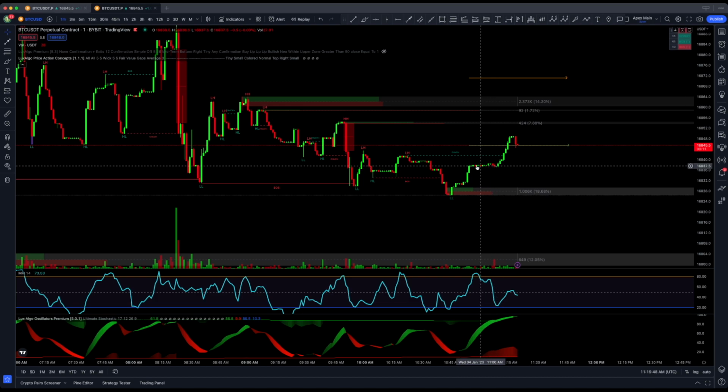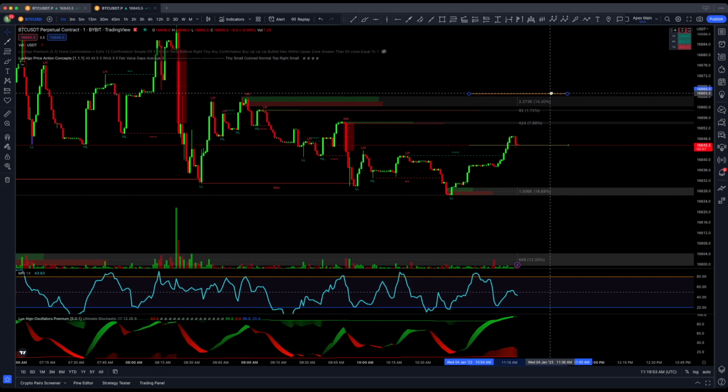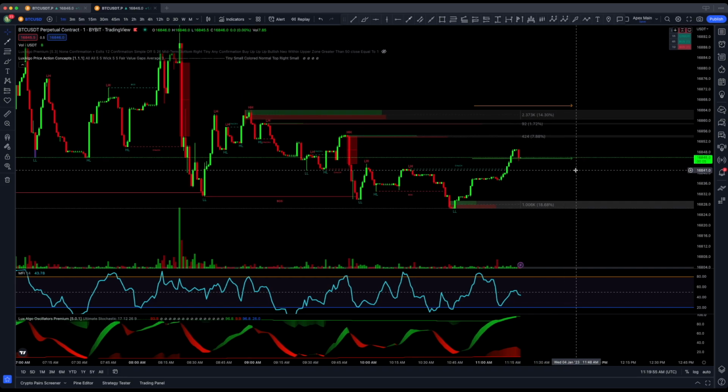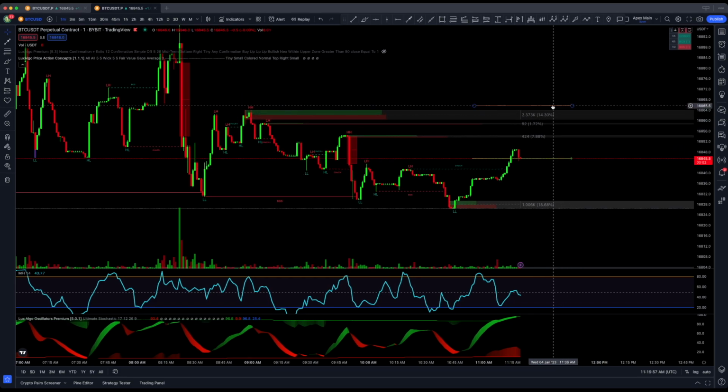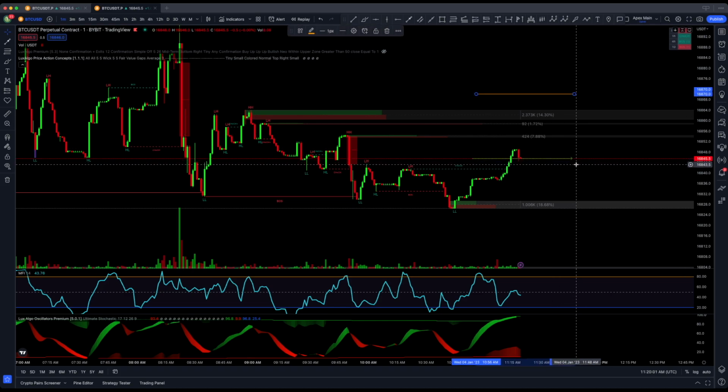If I break this structure here, I will bring my stop loss down to here, which should be break even.